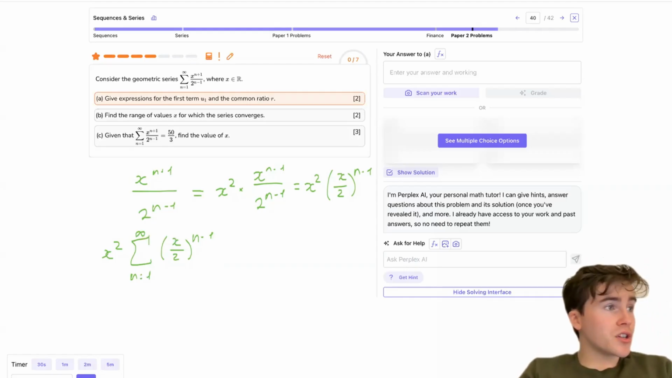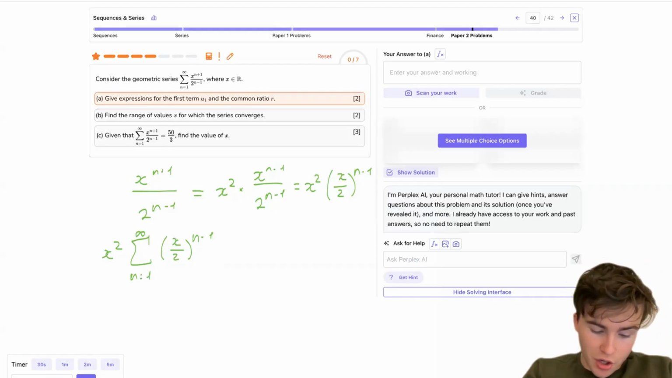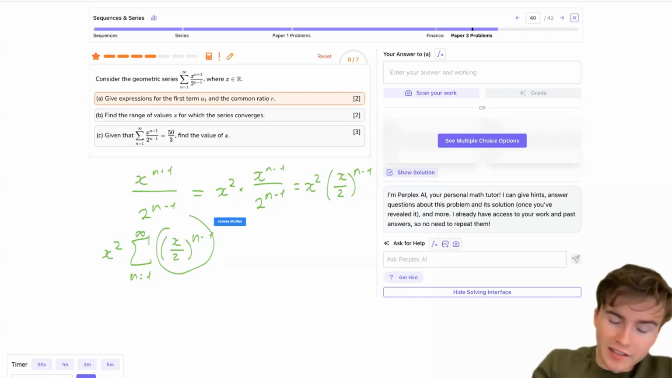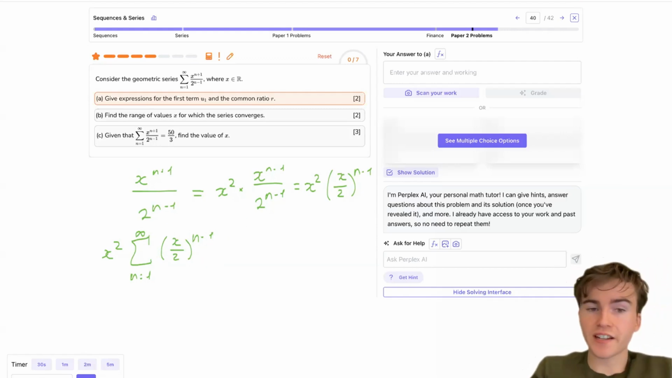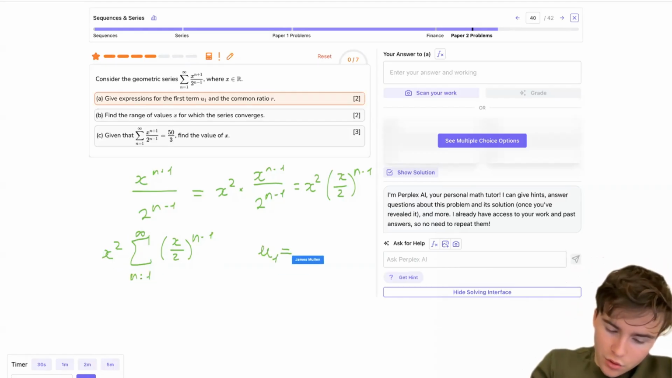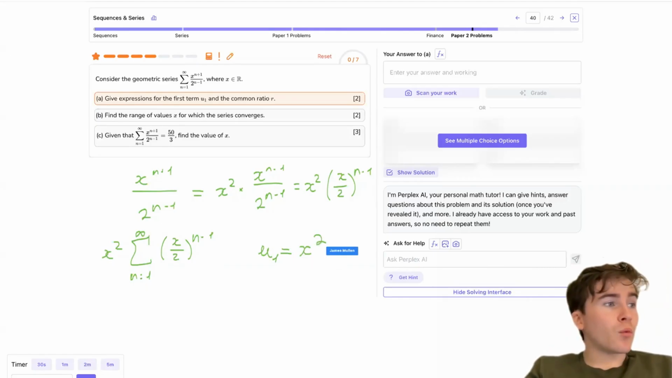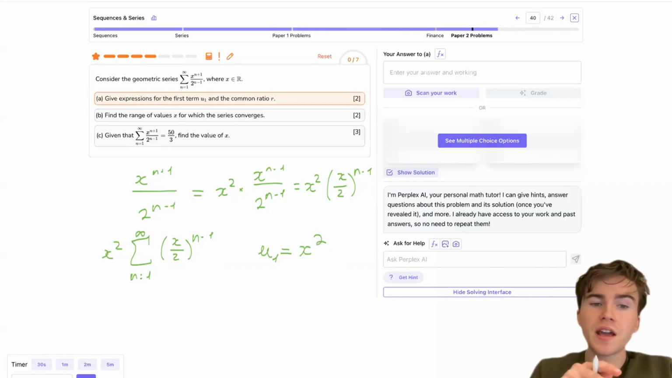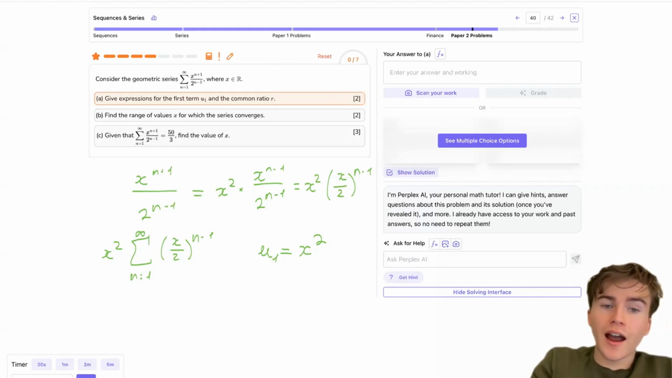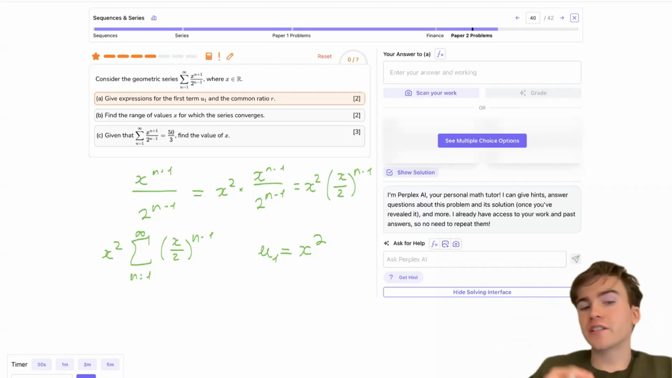And I want to find the first term u1 and the common ratio r. So if I let n is equal to 1 in the sum, then I'm going to have 1 minus 1 is 0, and anything to the power of 0 is going to be 1. So x over 2 to the 0 is just going to be 1, and all I'm left with is x squared. So u1 is equal to x squared. And then what's the common ratio? Well, the common ratio is the thing that I'm going to be multiplying by to get from one term to the next. So every time I increment n by 1, I go from x over 2 to the power of, let's say, 1, and then to the power of 2, and then to the power of 3.